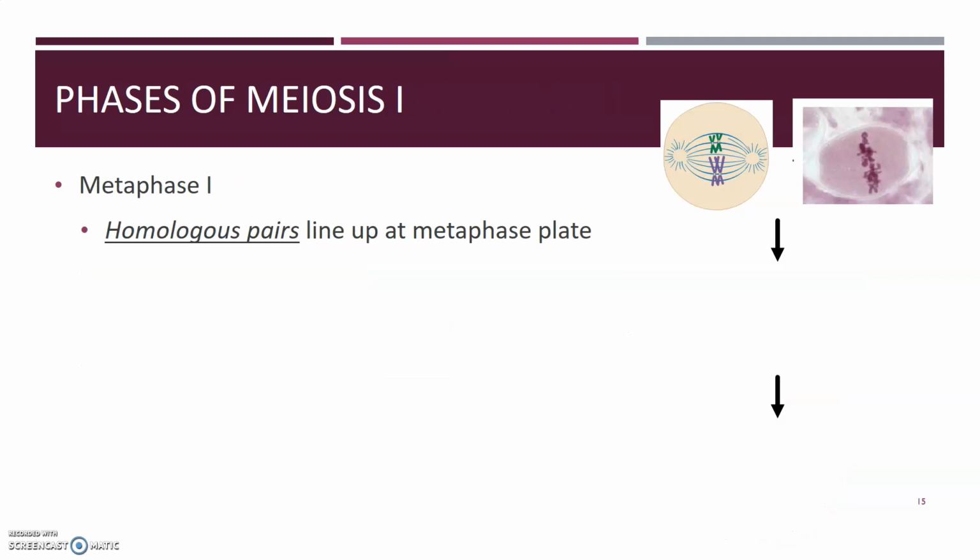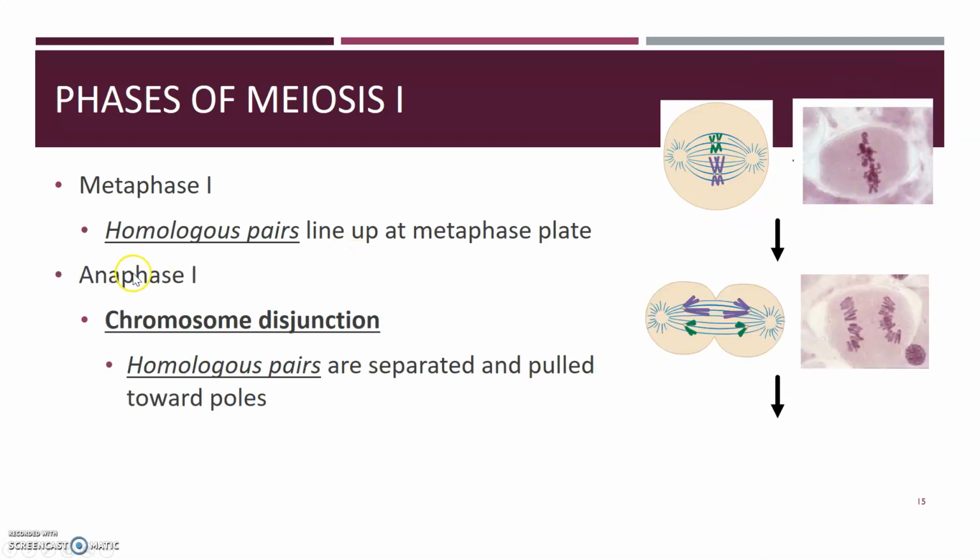And so then the spindle pushes and pulls the homologous pairs that were grouped together in prophase 1. You can see those pairs here, 2 greens, 2 purples. And in metaphase 1, those homologous pairs line up at the middle of the cell, or the metaphase plate.